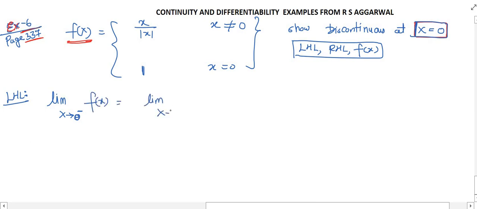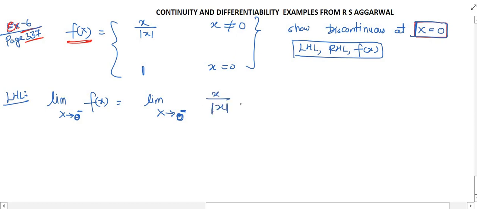So which definition I should take? 0 minus means very close to 0 but not equal to 0. 0 minus means not equal to 0. So I am gonna take x is not equal to 0. So we will take this definition, not this. Okay, this one. Because it is not equal to 0. So I am taking here x by mod of x.